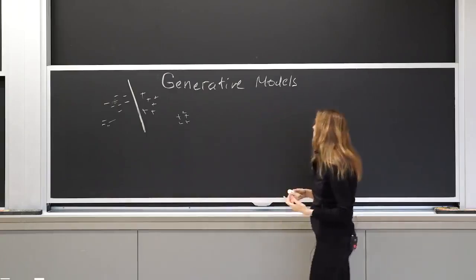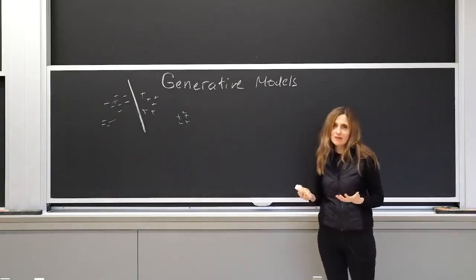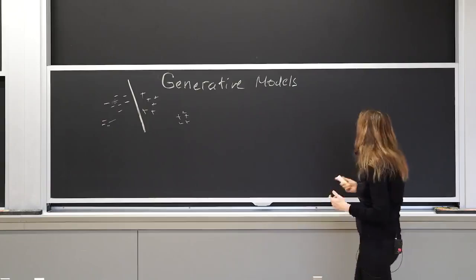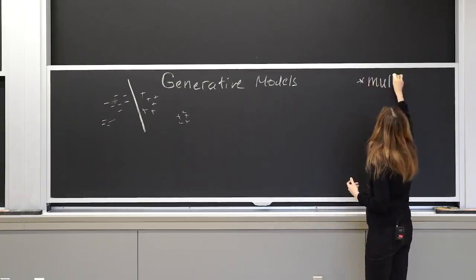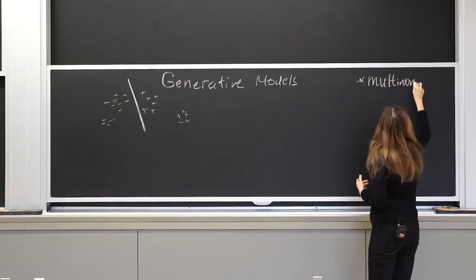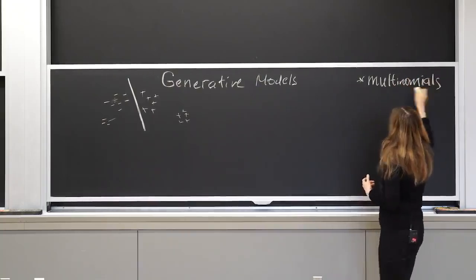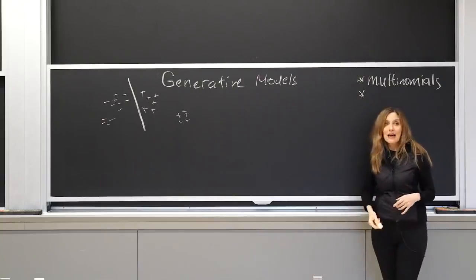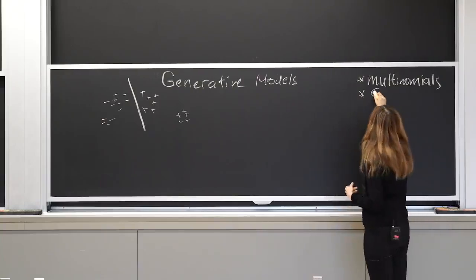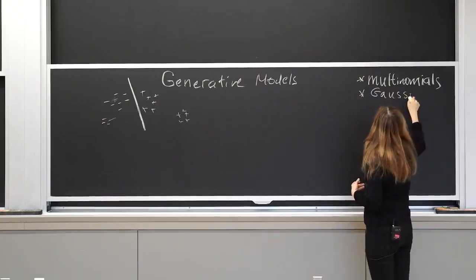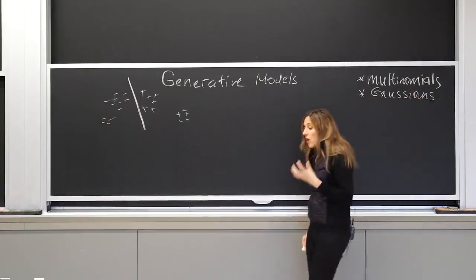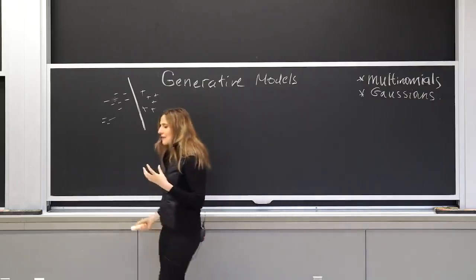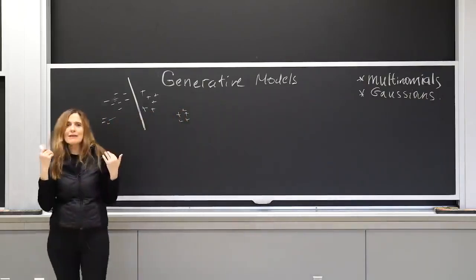And today we will look at two classes of generative models which are very commonly used. The first one is called multinomials. And the second one is called Gaussians. Okay? And for both of these classes of models, we will look at them through the same lens.